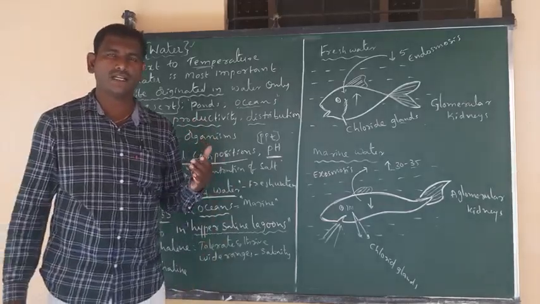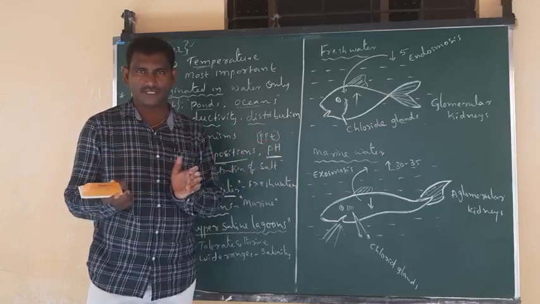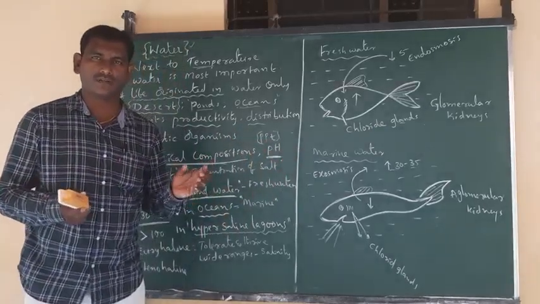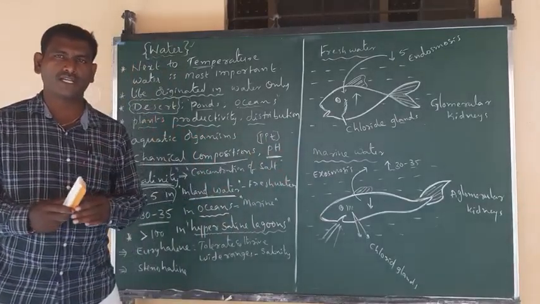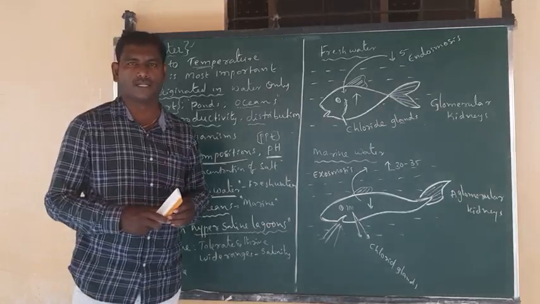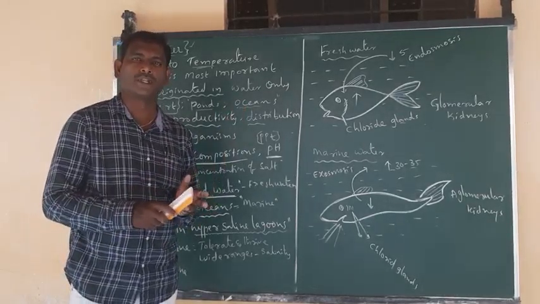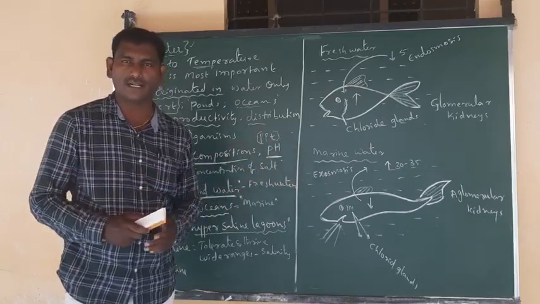Organisms that have the ability to survive in any type of temperature, even if the temperature fluctuates, are called eurythermals. If the organisms are not able to tolerate it, they are called stenothermals. Examples of eurythermals are birds and mammals, the warm-blooded animals. In the case of stenothermals, the remaining organisms.